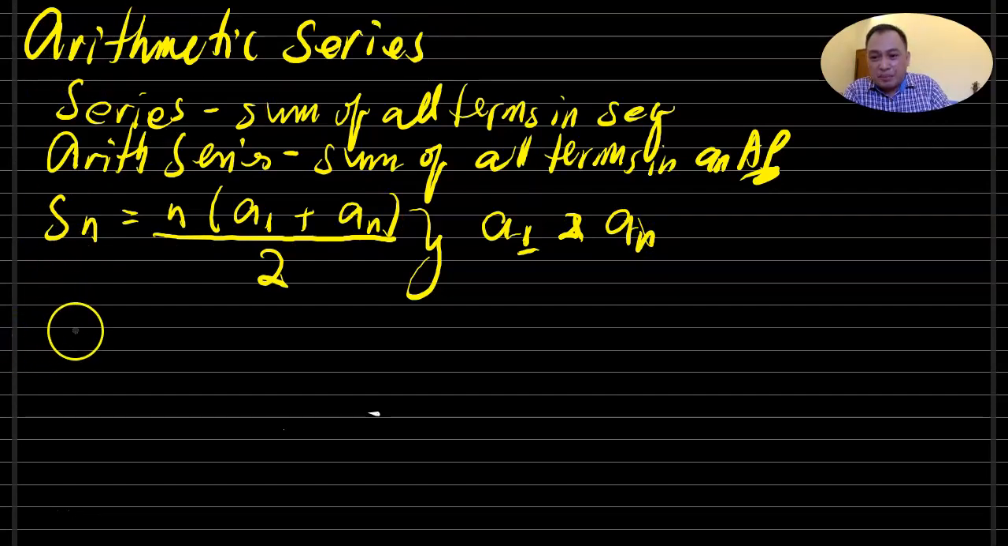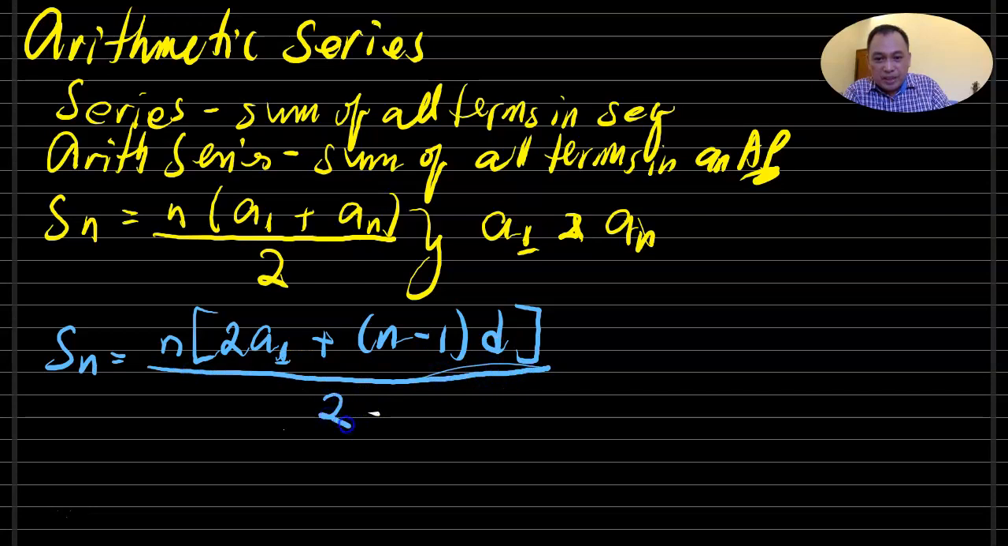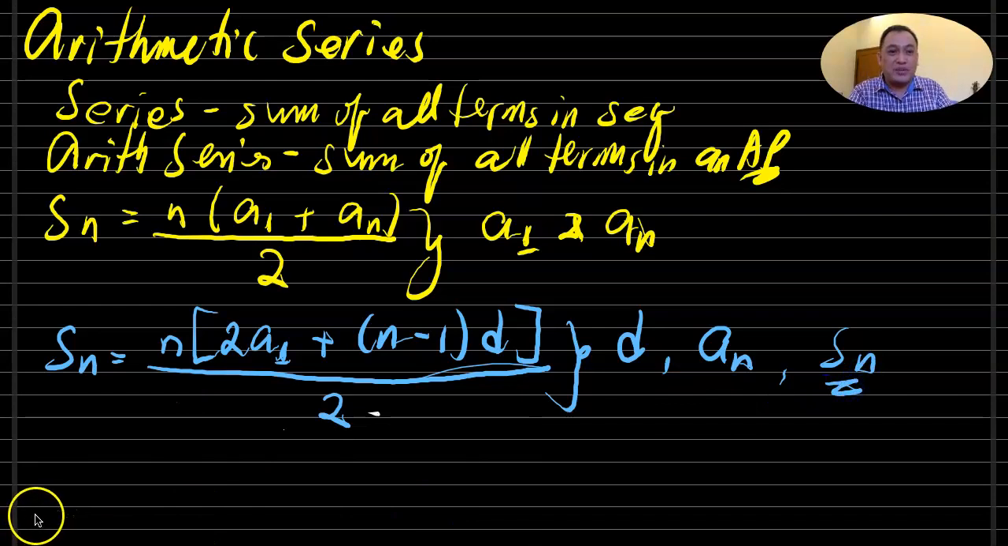The other one, I'm going to put in blue, is S of n is equal to n over 2 times the quantity 2 times the first term plus n minus 1 times the difference. So here you are going to use this one once you are given the difference and any term in a sequence. Also, when you are given the total S of n, you can use this formula. I'll show you more.